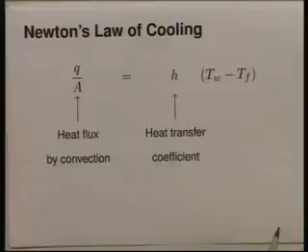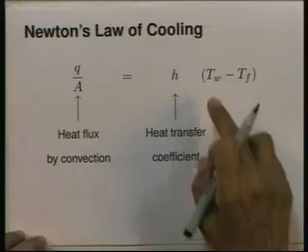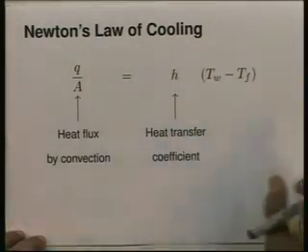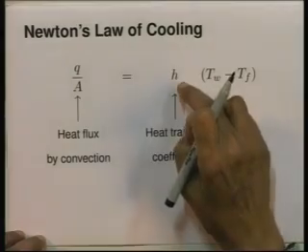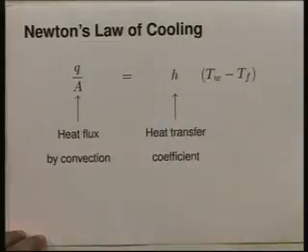Okay. Now, if I remove the constant of proportionality, I get an equation of the following form: Q by A is equal to H into Tw minus Tf. Q by A is the heat flux by convection, Tw minus Tf is the temperature difference between the wall and the fluid, and H, the constant of proportionality, is called the heat transfer coefficient.